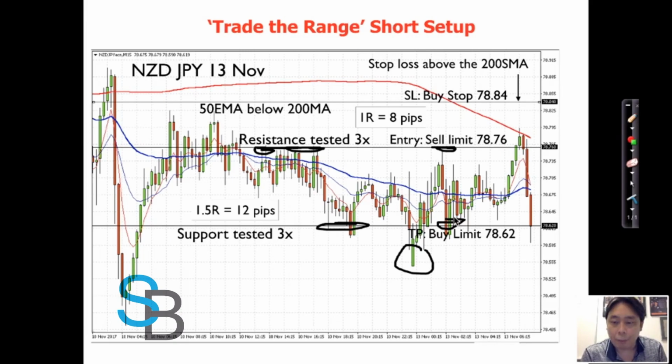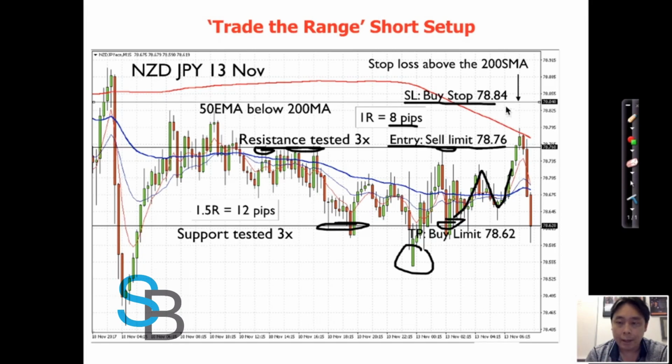So I noticed the price was going up here, and it was going back to 78.76, where I saw it had been a previously strong resistance. So I placed my sell limit order at 78.76. So if it reaches 78.76, it would trigger my sell limit order. I'll get filled, and I anticipate it will come back down again. So that was my entry price. So I placed my stop loss, as you can see, again 8 pips above my entry price, which was 78.84.